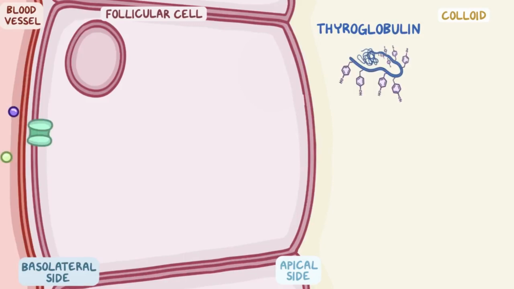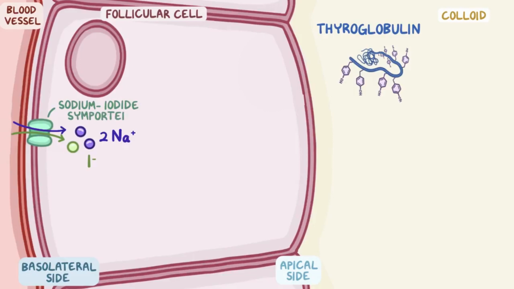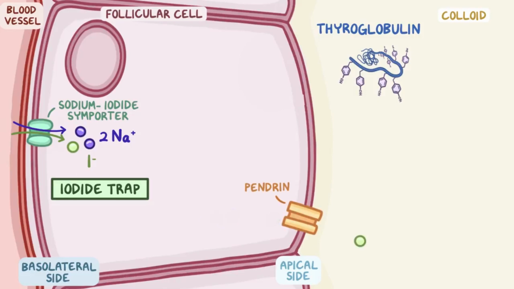Synthesis of thyroid hormones begins when follicular cells take in inorganic iodide ions from the blood, along with 2 sodium ions, via a sodium iodide symporter. This step is known as the iodide trap. The iodide ion is pumped via the pendrin protein into the viscous fluid inside the follicle called the colloid, which contains thyroglobulin, which is the precursor of thyroid hormone.